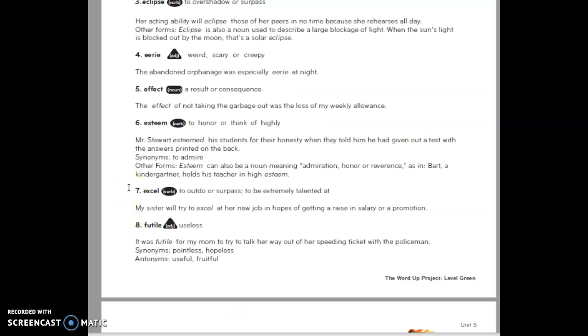Excel. When you excel, you outdo or surpass. It's to be extremely talented at something. So my sister will try to excel at her new job in hopes of getting a raise in salary or a promotion.